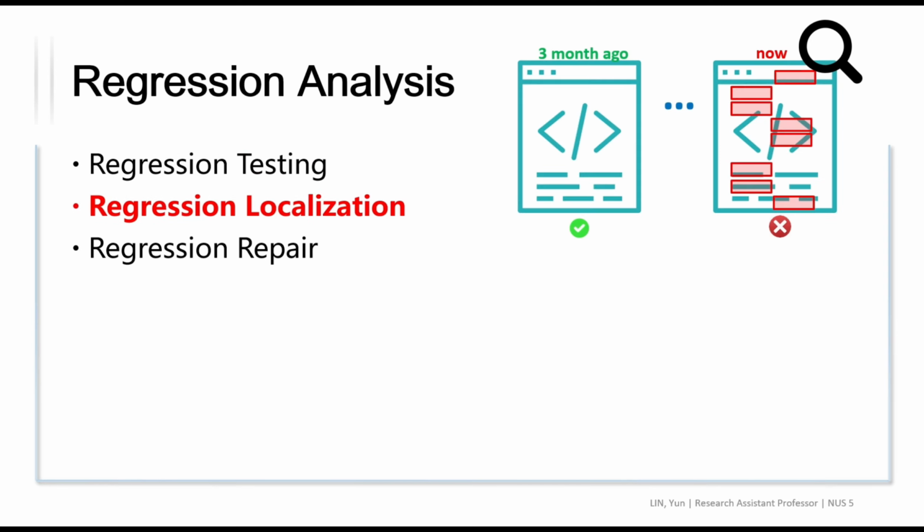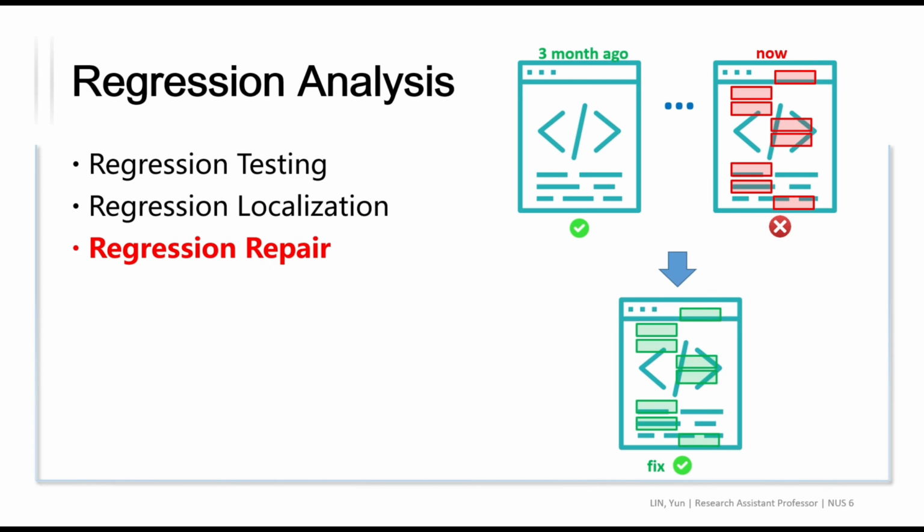Regression localization techniques are designed to explain and debug why the new version can cause the failure, or identify the failure-inducing changes between the working version before and the failing version now. Regression repair techniques are designed to derive a fixed version from the failing version and the previous passing version.